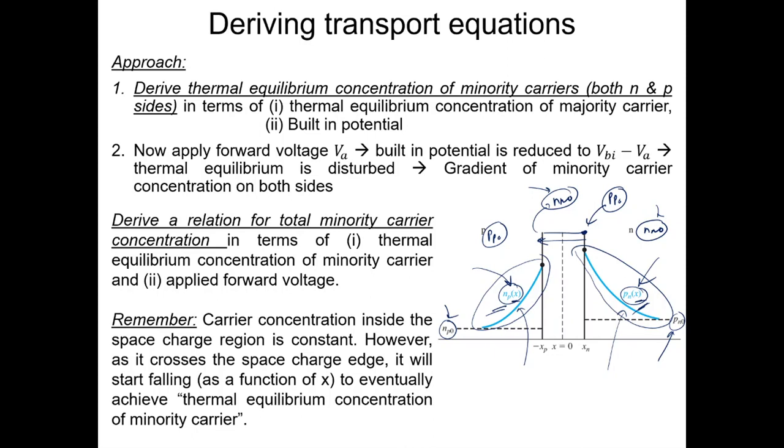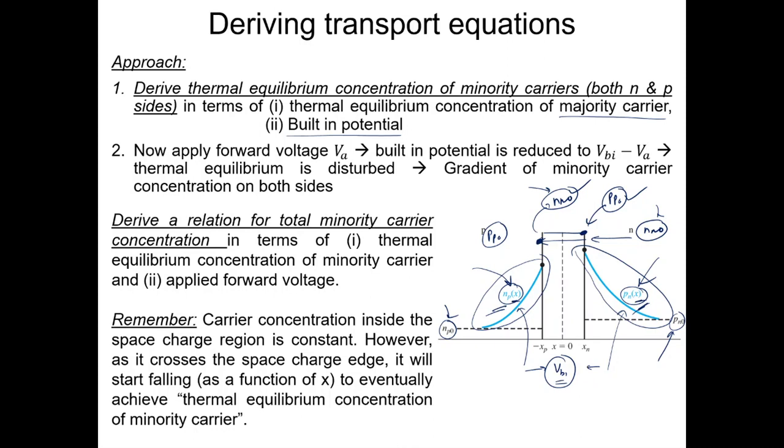First of all, we'll try to derive the thermal equilibrium concentration of minority carriers on both sides, in terms of the thermal equilibrium concentration of majority carriers and the built-in potential, right? So we have these majority carriers present and we have this built-in potential in between, and we derive a relation for what happens when these majority carriers diffuse to the other side, how many will be present there. So we'll derive a relation for the number of carriers present at these edges on the other side in terms of the built-in potential and the majority carrier concentration, right?